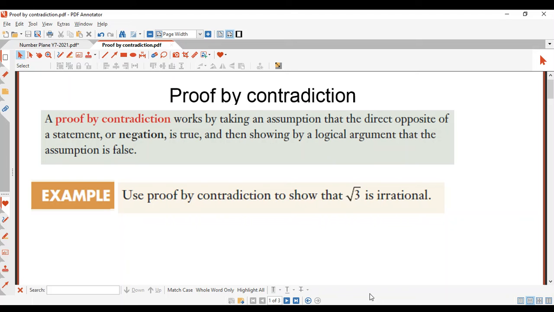Okay, boys, we're going to look at proof by contradiction today. So let's get started.